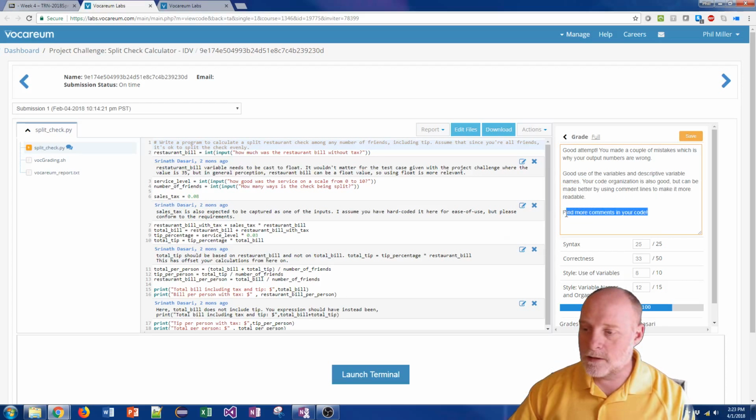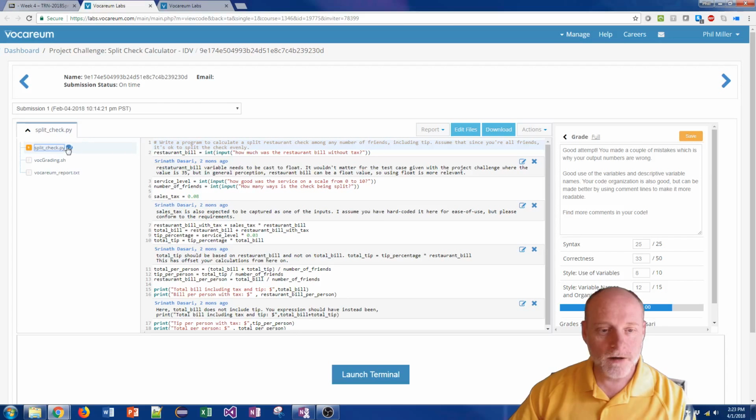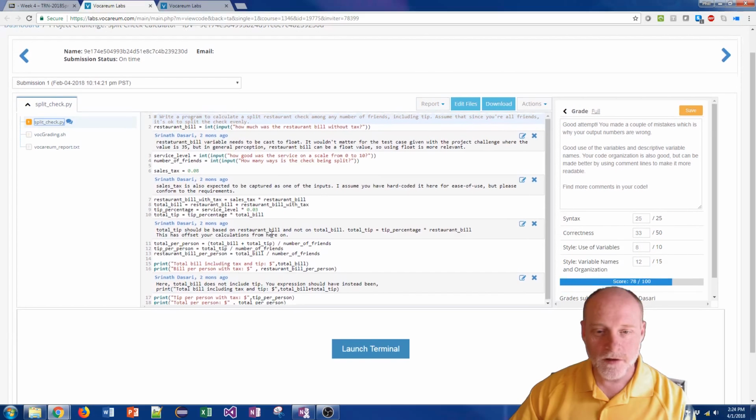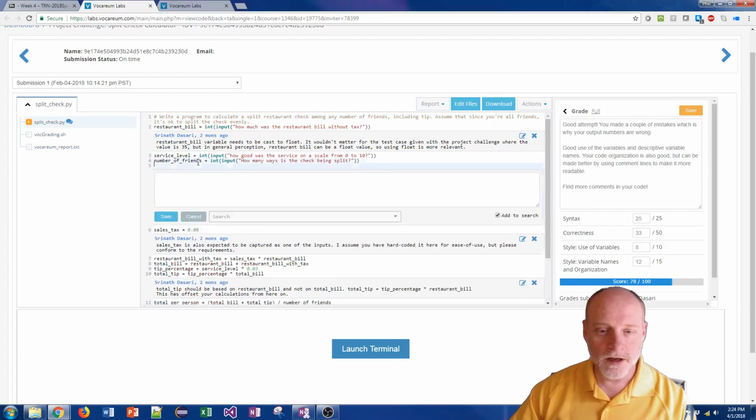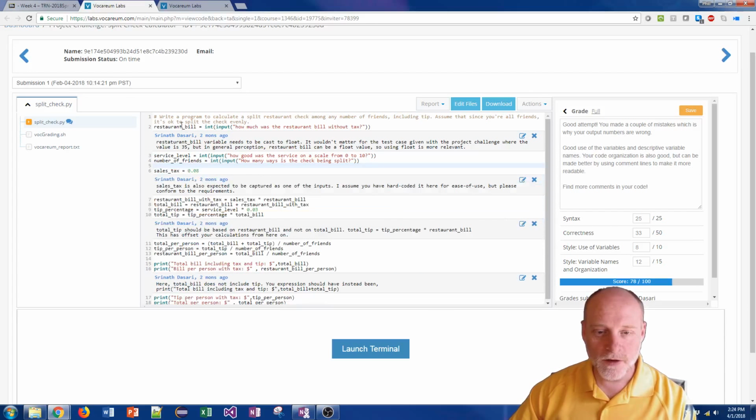And find more comments in your code. This is the feature that I wanted to point out that Vocarium allows us to do. So you'll notice when I click here to open the student's code submission, you'll see these little talking balloons icon here. And you'll see that this grader has put comments directly in the student's code. And this is a feature that Vocarium allows us to access. If we just click in here and click, it opens up a nice little window where we can type in some comments, and you can see that it puts those comments in line in the code. So we can be very specific about what we're referring to.